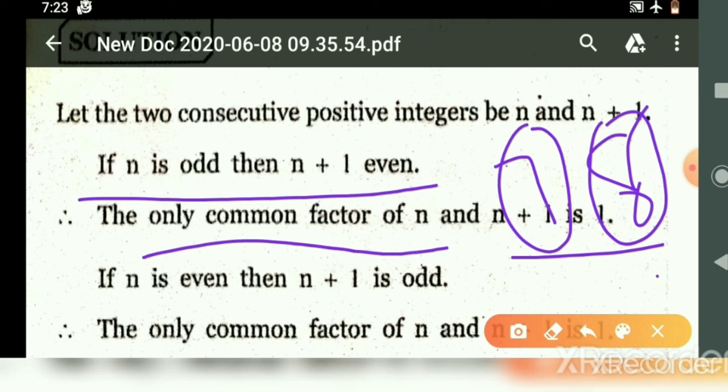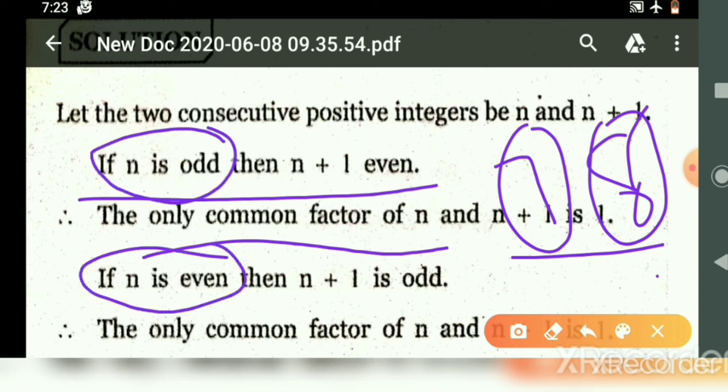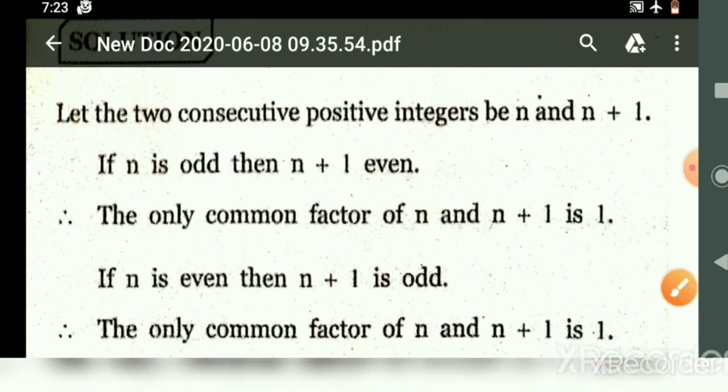So the first case is n is odd, and the second case is n is even. Then n plus 1 is odd. Suppose n is even, say 8. Then n plus 1 is 8 plus 1, which is 9, an odd number. So here also the only common factor of n and n plus 1 is 1.